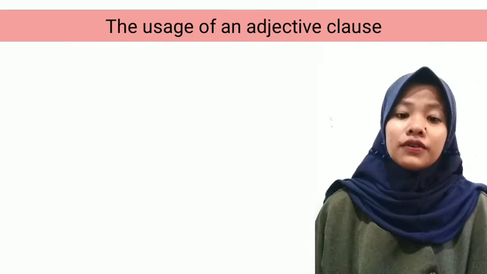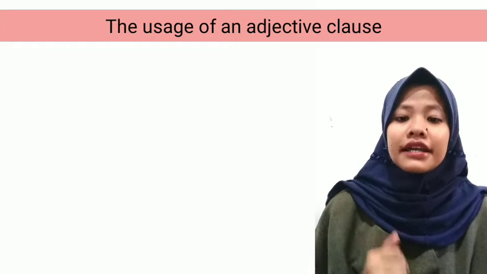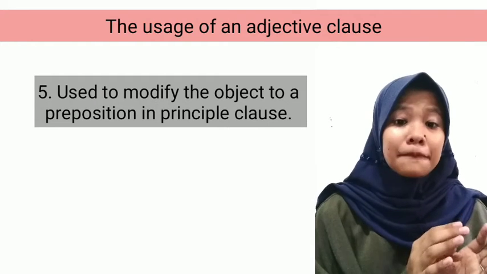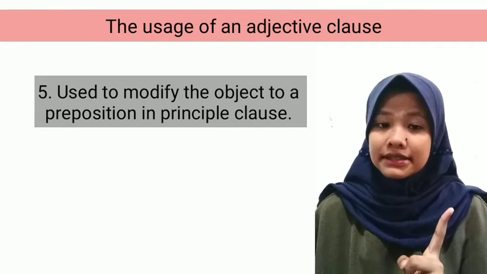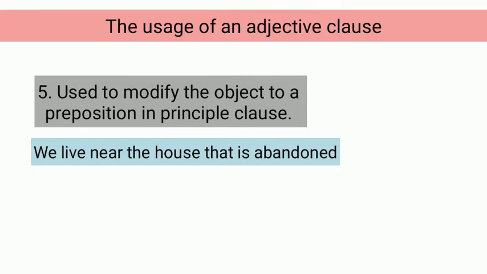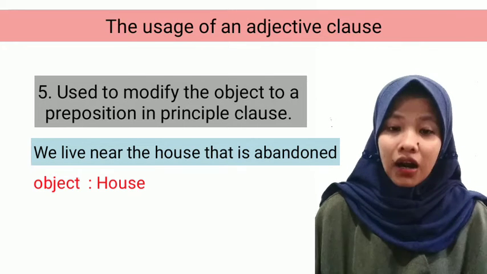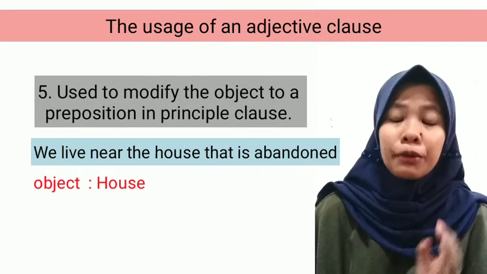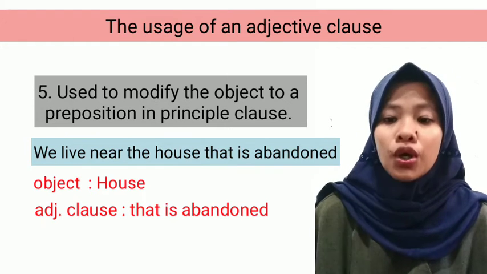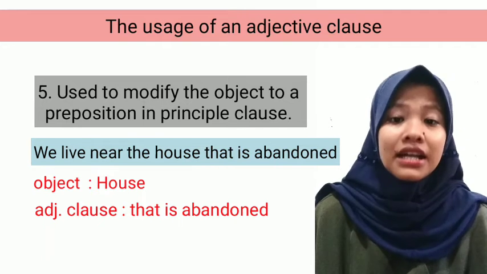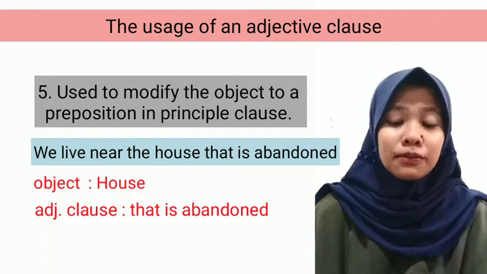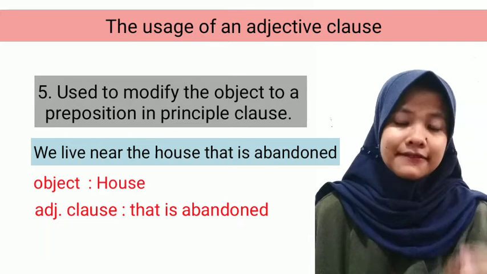Last of all, an adjective clause can be used to modify the object of a preposition in the principal clause. For example, we live near the house that is abandoned. So, the noun house is the object of the preposition near in the principal clause. We live near the house. The adjective clause that is abandoned modifies the object house.